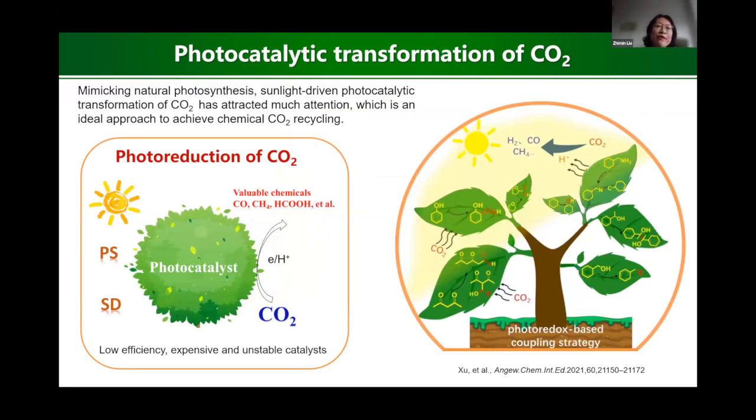Another important way to transform CO2 is photocatalytic transformation by sunlight. Like natural photosynthesis, sunlight-driven photocatalytic transformation of CO2 has attracted much attention, which is an ideal approach to chemical CO2 recycling. For the photoreduction of CO2, there are some disadvantages such as low efficiency, expensive, and unstable catalysts. So the photoredox-based coupling strategy for CO2 transformation has been paid much attention in recent years. It is an ideal route for CO2 transformation.